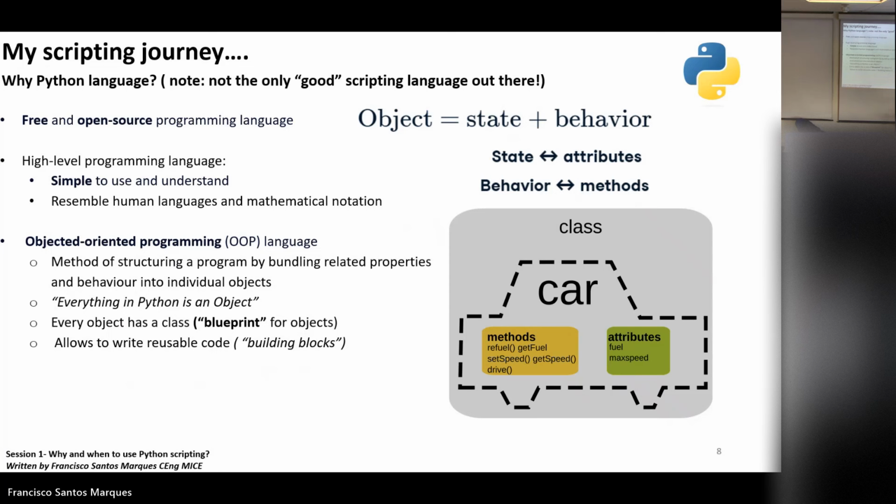So what does this mean, being object-oriented, okay? If we consider an object to be something that is a state plus behavior, okay, let's say we have this example of a car. In Python, I can describe things as an object. Everything is an object in Python, okay?